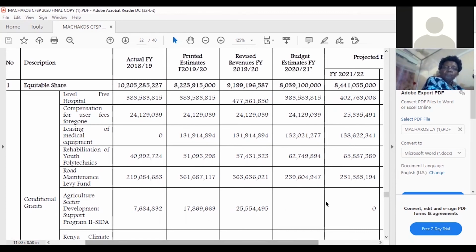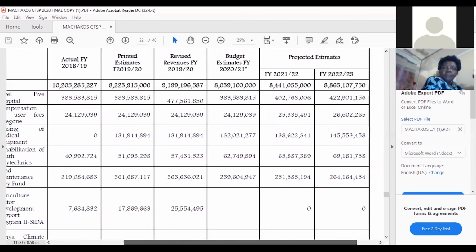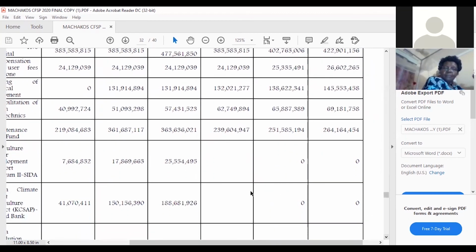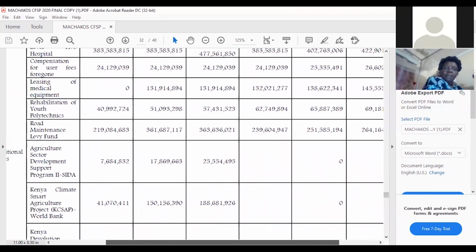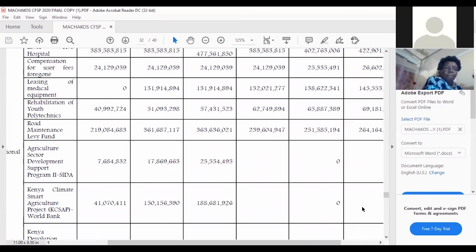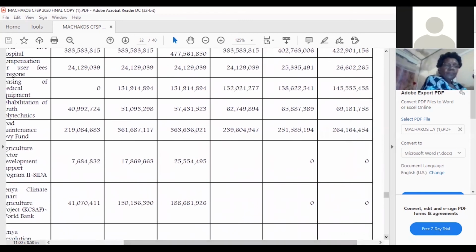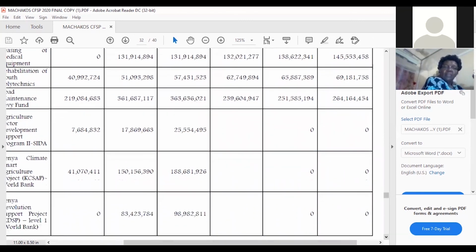So does this mean when you see there is a dash, they have not put information? What comes to your mind, Beatrice? You can see that even for the Kenya Climate Smart Agriculture, no money has been allocated. What comes to your mind? That is conditional grant. Pardon? That is falling under conditional grant.